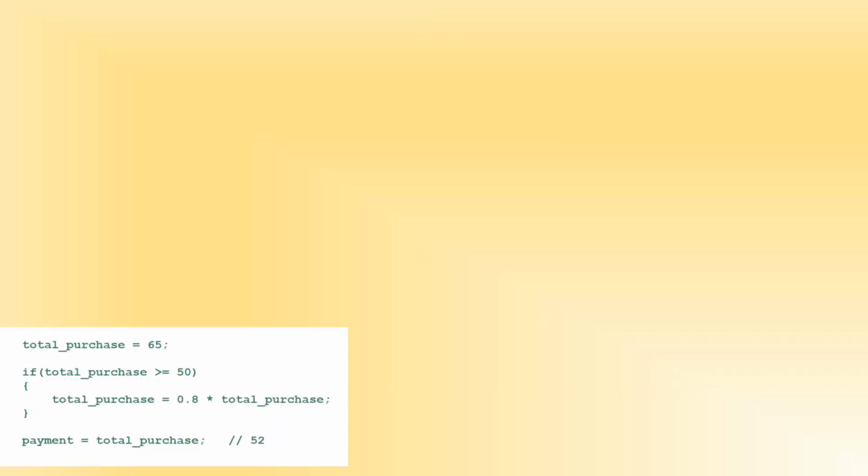So here we have the same program again, where the total purchase price is set equal to 65. And here we are representing that computation in the form of a graph. So we have a node where we are setting total purchase equal to 65. This is a computation.